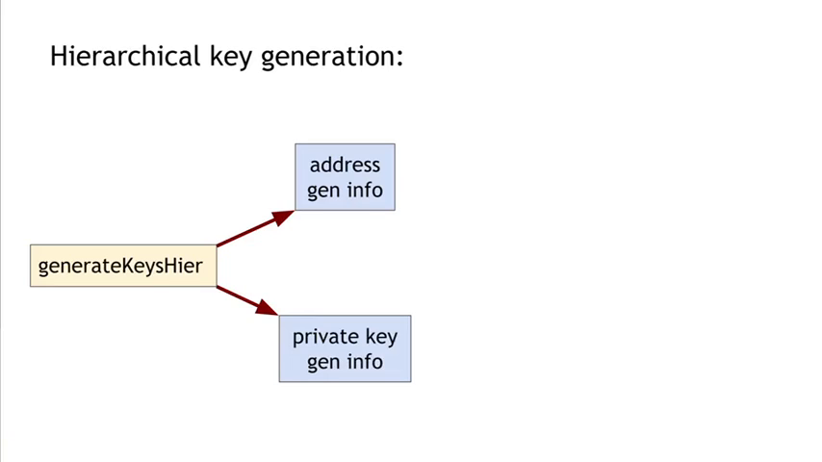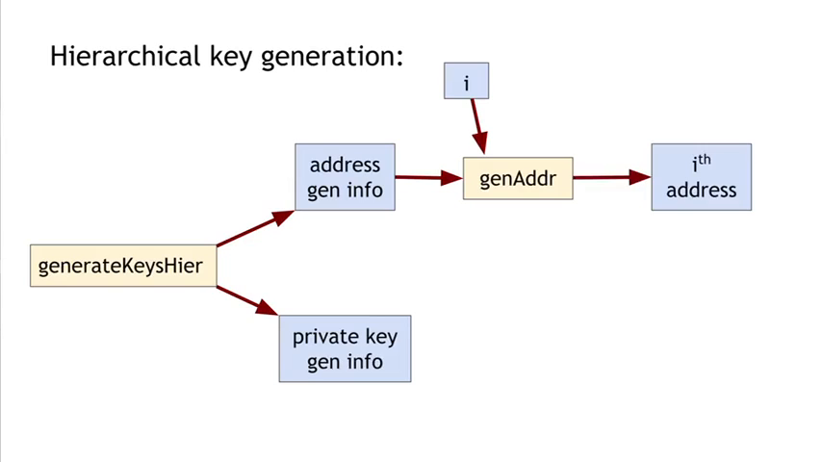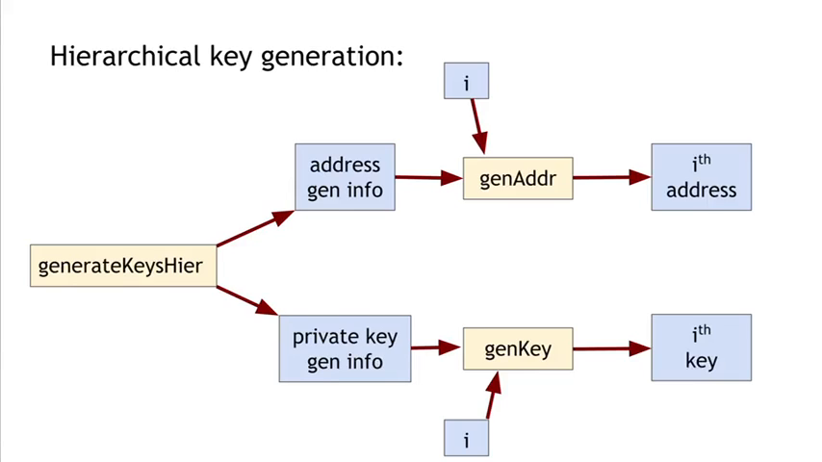For example, given the address generation info, we can apply a gen address operation and give it the address generation info and some integer i, and that will generate the ith address in a whole series of addresses. And we can do this for any integer i. Any integer i, we can generate the ith address in the sequence given only that integer and the address generation info. Similarly, on the private key side, we can take this private key generating info and use it to generate a key, again using any integer i, and what we get is the ith key in the sequence.